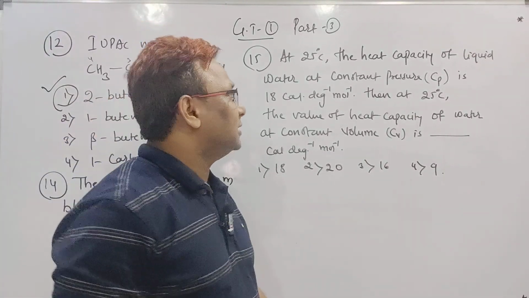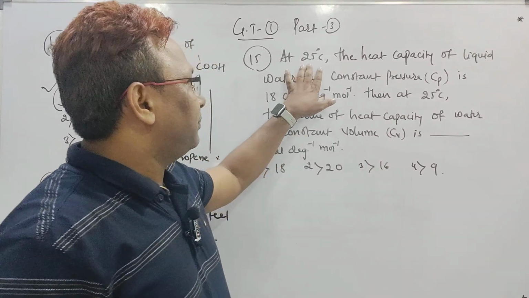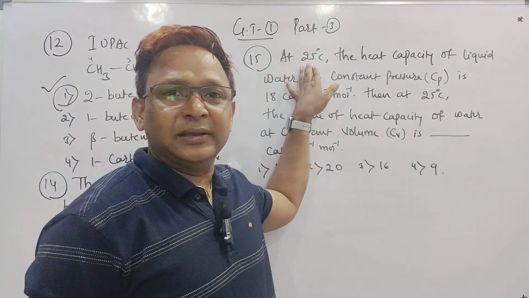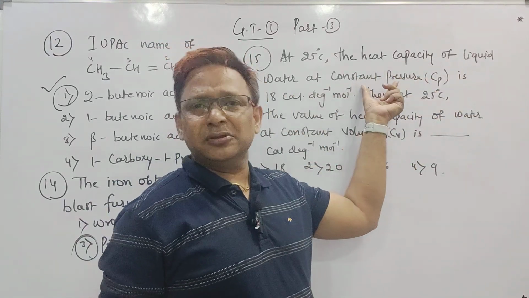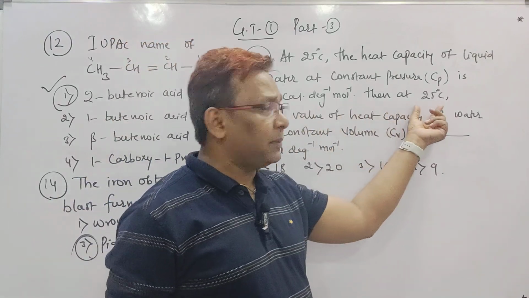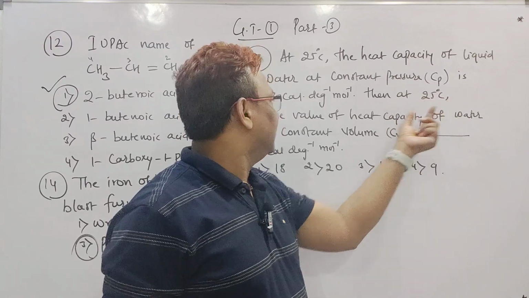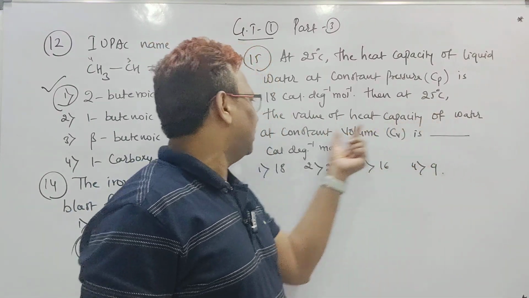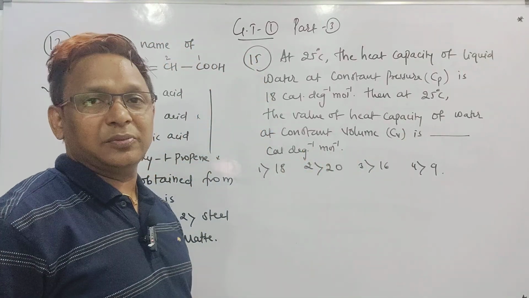See beta, this question belongs to the thermodynamics part. At a particular temperature, they mention at 25 degrees centigrade, the heat capacity of liquid water at constant pressure, Cp, is given as 18 calorie per degree per mole. Then at the same temperature, see, temperature 25, temperature again 25, the value of heat capacity of water at constant volume, that is Cv, is dash calorie per degree per mole.